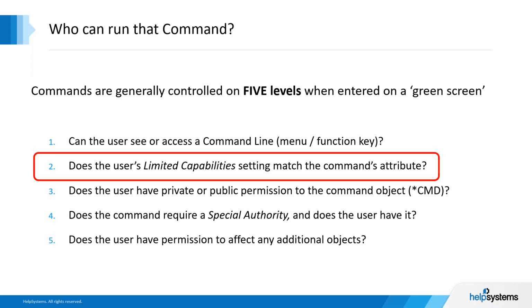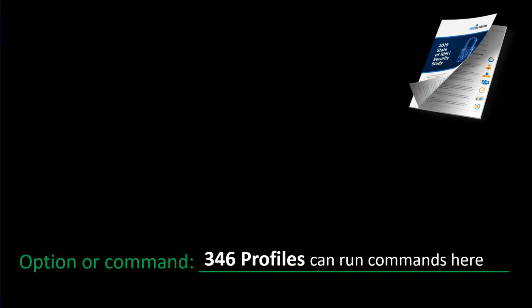I'm going to focus on the limit capability setting here a little bit because a lot of you are using that control, and I want you to be sure that you understand exactly how that works. First of all, the State of Security study teaches us that on average, every system has over 340 profiles on it that can run commands on a command line if they can access one. In other words, we're simply not restricting the user from being able to issue potentially server and database commands.